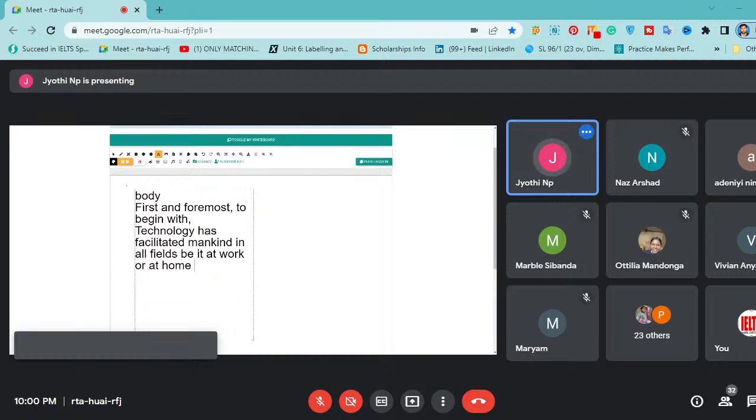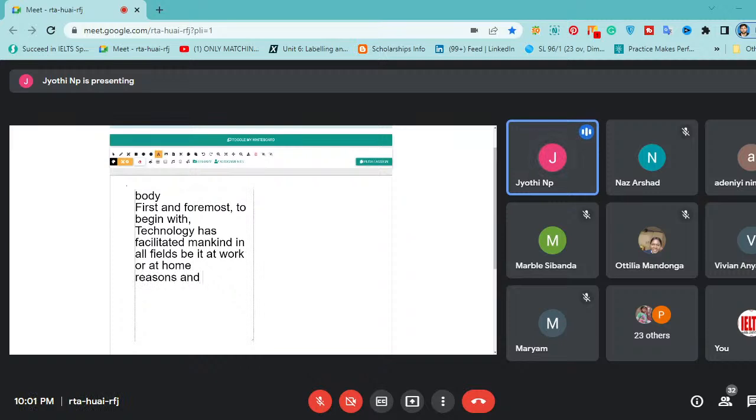So this is what we call a topic sentence or the main point. Now here, the supporting sentence is where we are going to support the topic sentence by giving reasons and examples to say why I have taken this as a main point. Did you get it? Okay.